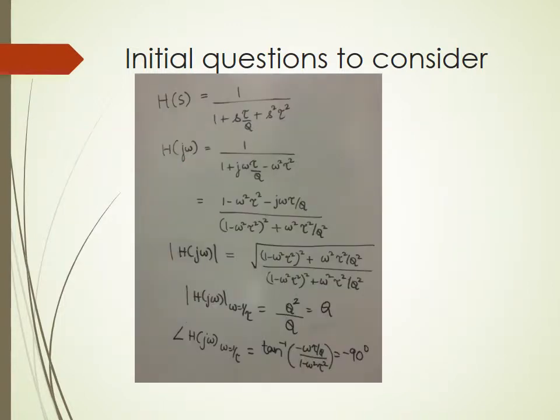We derive the transfer function to be in the form of 1 by 1 plus s 2 by q plus s square tau square, where tau is the time constant and q is the quality factor. After simplifying this, we got an expression like this, and substituting for tau equal to 1 by omega, which is the frequency of the input signal, we get the gain as q, which is the quality factor, and the phase angle as minus 90 degrees.